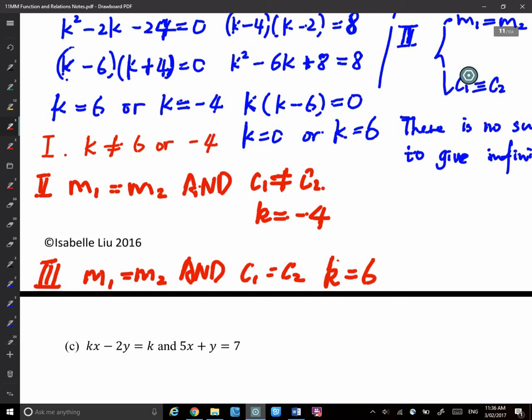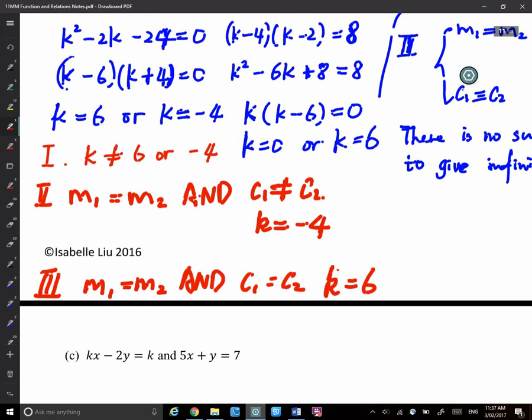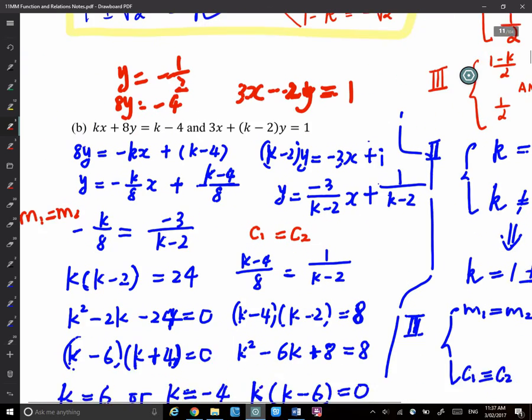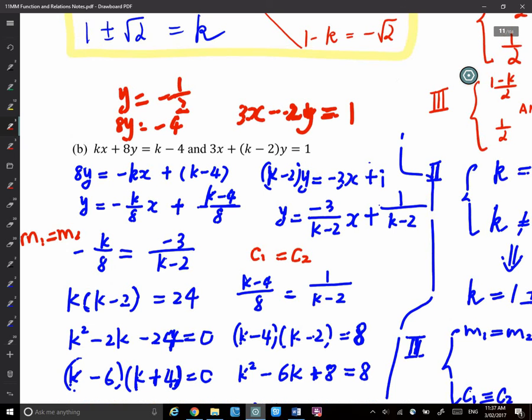For the second one, you want no solution. You want them parallel, but you don't want them to have the same y-intercept, which means k equals -4 will satisfy. And the third one, you want infinitely many solutions. You need them parallel and you need the same y-intercept. In other words, you want two identical equations. You want the m value to be the same and the c value to be the same, which k equals 6 will give you. If you substitute k equals 6 back here, you will have exactly the same equation.